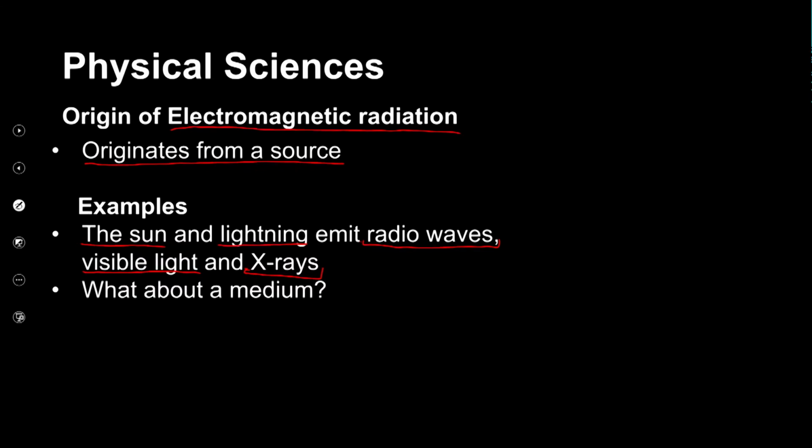Now, in both of our examples, we haven't made any mention of a medium. Of course, in the case of lightning, the medium is simply the air of our planet. But what about the electromagnetic radiation coming from the sun? It's traveling through space. So what's going on there?